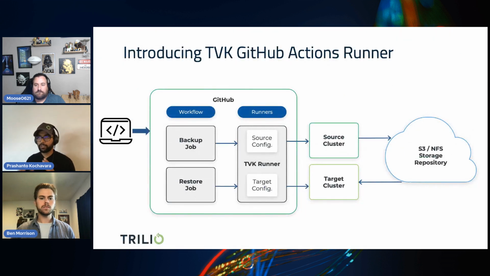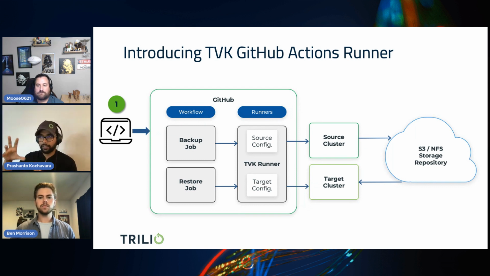Okay, with that, I'm going to start talking about the GitHub Actions runner that Trilio has built. So I'm going to start off from the left-hand side. That is the developer laptop. You can imagine someone writing code and checking it into GitHub. Now, within GitHub, you have the concept of workflows. Workflows, as the name suggests, are an orchestrated pipeline of performing certain tasks. And as part of the workflow, you leverage the runner that Trilio has built. Now, this runner basically has a source configuration and a destination or a target configuration.